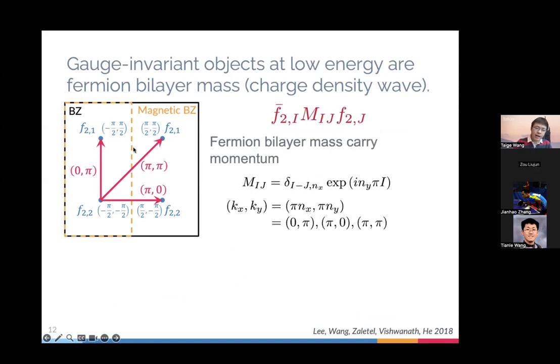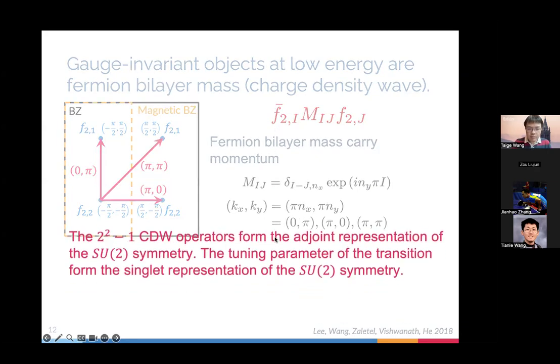At low energy, as we discussed, I choose a particular gauge to make our life easier. But these Dirac points are not gauge invariant. You can imagine you can arbitrarily thread flux of the dynamical gauge field that will change the location of these momenta. But the fermion bilinear is gauge invariant because such an operation will transform F bar and F in opposite ways. And these fermion bilinear masses are precisely the charge density waves between these Dirac nodes. So they carry momentum as shown here. A better way to say it is that for momentum (k_x, k_y) equal to (pi n_x, pi n_y), it corresponds to this particular matrix element, a particular mass term labeled by n_x and n_y noted here.